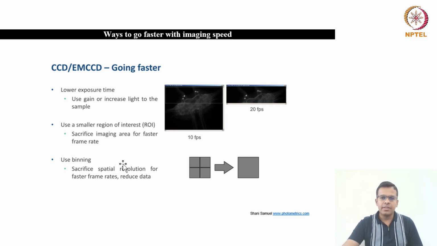The third option is to use binning. You sacrifice spatial resolution for faster frame rates and reduced data, since the size of your image will be smaller. So binning you can use for going fast, but you will compromise on spatial resolution, whereas with the region of interest you will not compromise on spatial resolution, but you still get high speed. These are the three options you have to critically determine for fast imaging applications.